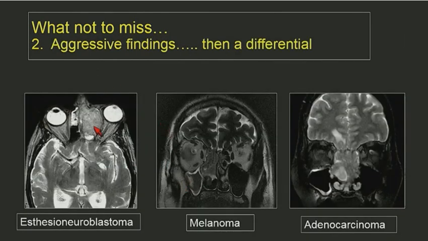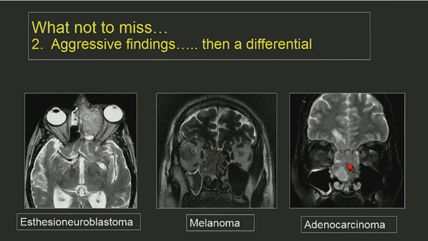So I look for those aggressive findings, and then I might give a differential. All of these people have a malignancy of the sinonasal cavity. They're all malignant. Frankly, I can't tell one from the other, but I know this one's gone through the lamina papyracea. This one is up in the olfactory recess. You can see it around the first cranial nerve.